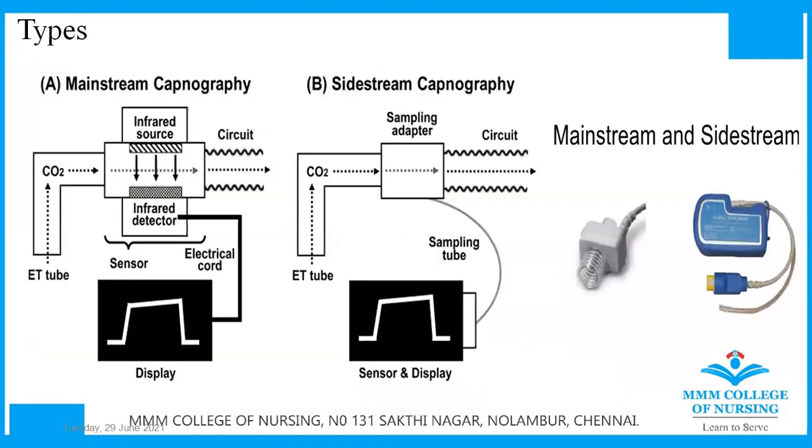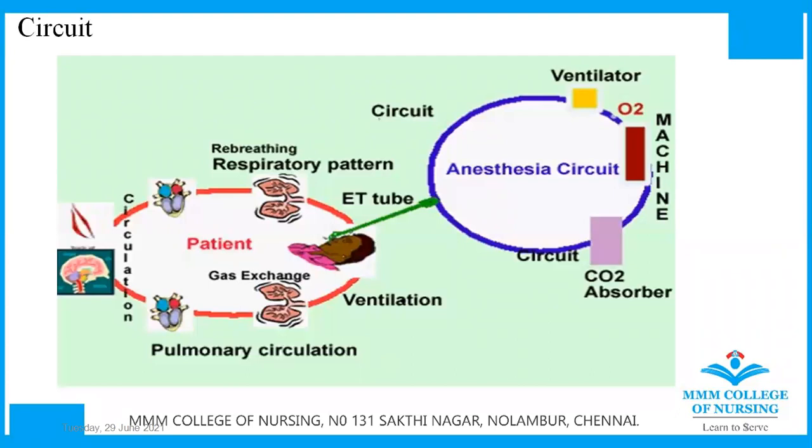The circuit which measures this: oxygen is provided to the patient through the ET tube, and the oxygen which reaches the lungs through the trachea gets exchanged in the lungs, and the oxygen reaches the body cells, brain, and heart. Then the carbon dioxide from the body cells is collected through the lungs and expired out through the trachea into the circuit, where it is observed and measured by the carbon dioxide monitor.